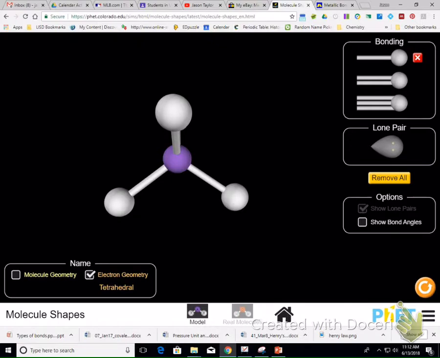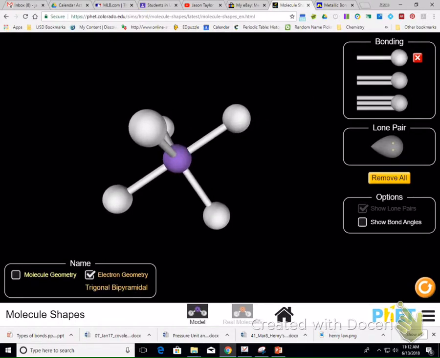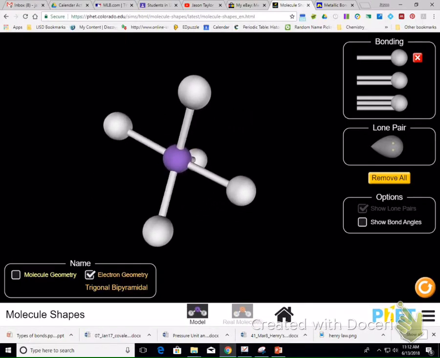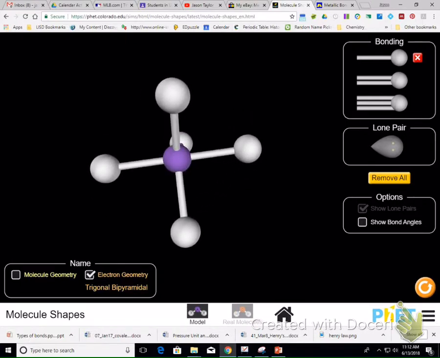Okay, so that's the first four domain geometries. Let's add a single bond here, and let's go to 5 domains, and we get one of our expanded octet geometries. This is trigonal bipyramidal. Let's talk real quickly about why it's called trigonal bipyramidal.